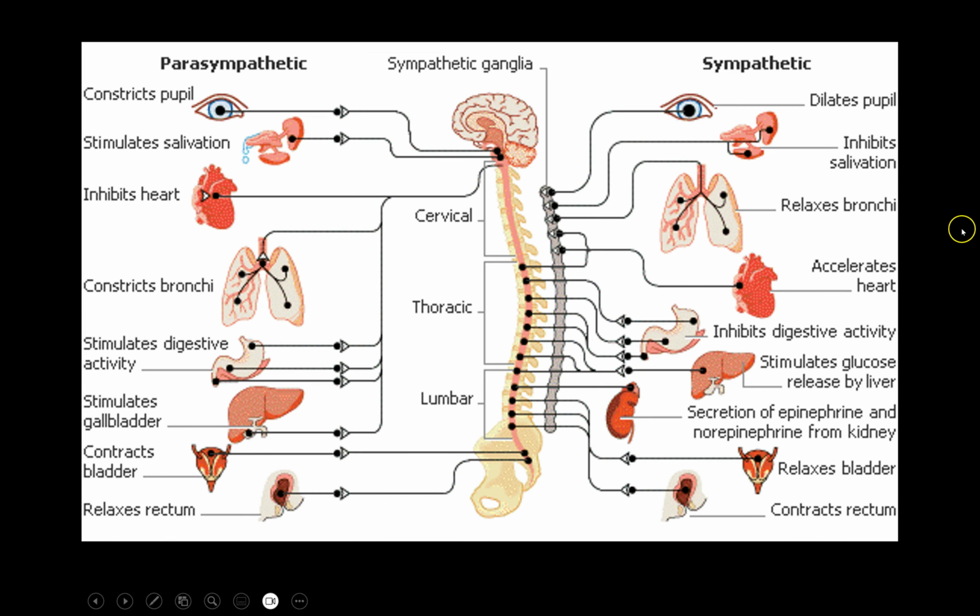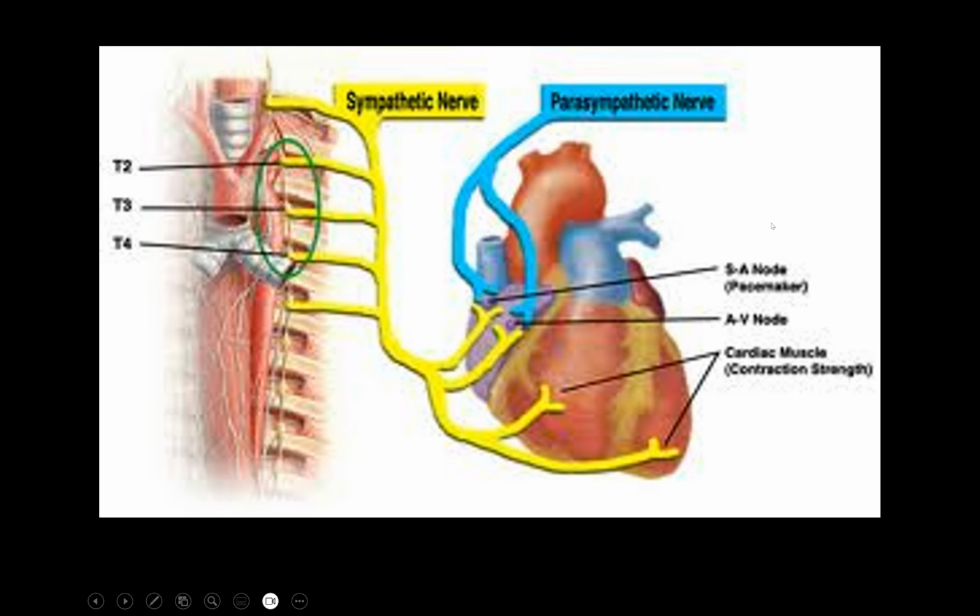Again, here there is a difference in the heart. The heart is very peculiar, where the parasympathetic is supplying the SA node and the AV node. The sympathetic supplies the SA node, AV node, and the cardiac muscles directly, increasing the contractility of the heart. So not only do we get tachycardia, but increased contractility of the heart, increasing the contraction of the cardiac muscles.